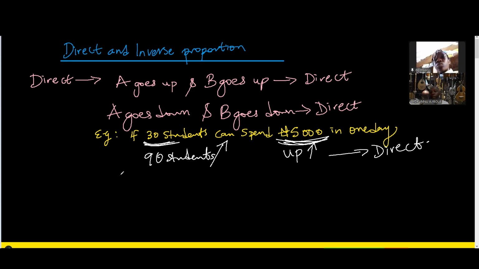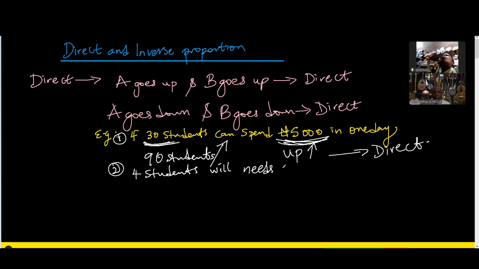Now let us look at another one. The second one, let's say four students will need exercise books. Four students will need maybe one dozen. That'd be 48 notebooks. Is that clear?